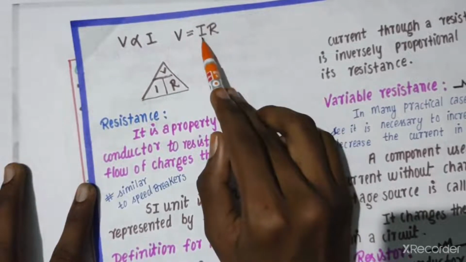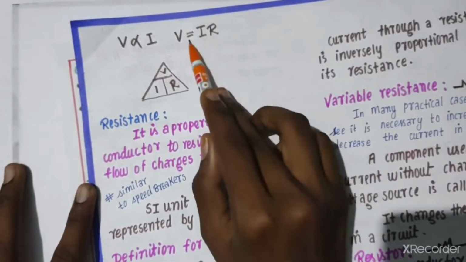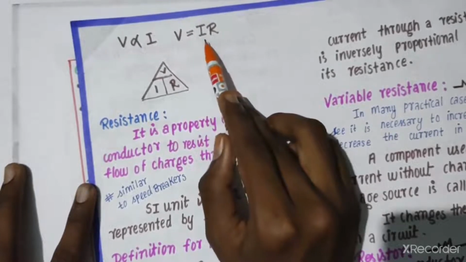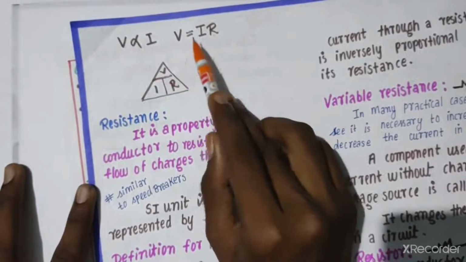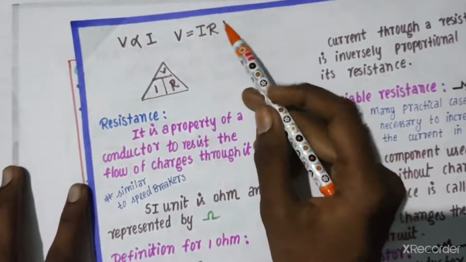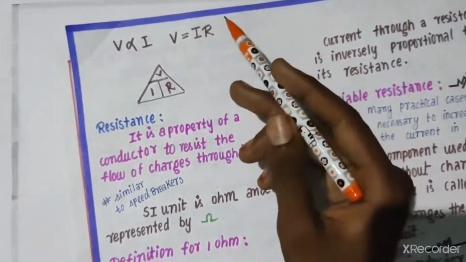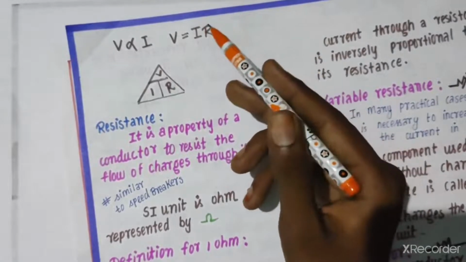Now if you want to find I, take this R to this side: V by R is equal to I. And if you want to find R, take this I to the left hand side: V by I is equal to R. That's all. Using this you can easily find resistance, current and voltage using Ohm's law.